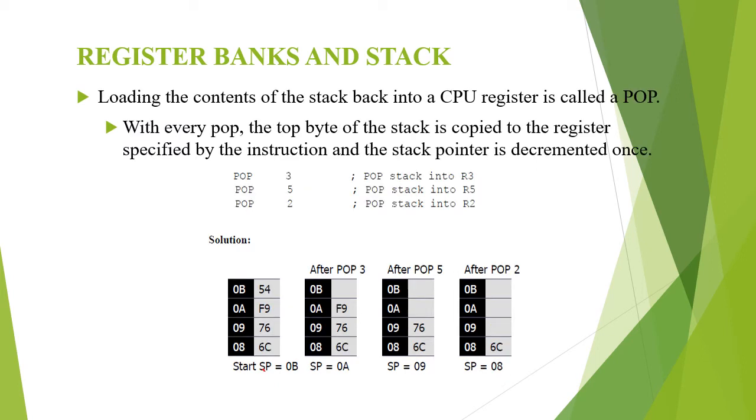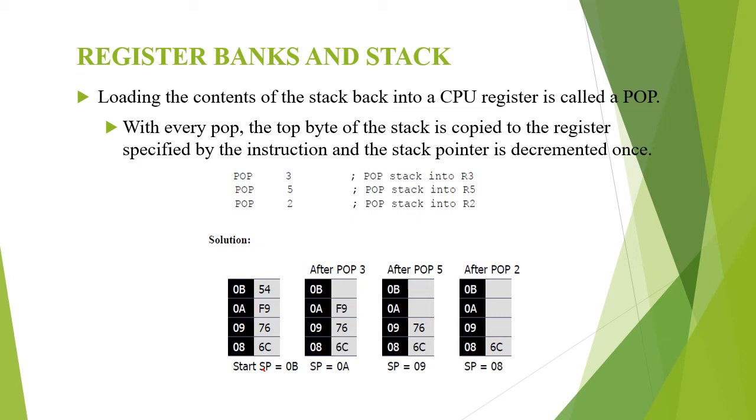Next is the pop operation. Loading the contents of the stack back to the CPU register is called pop operation. With every pop operation, the top byte of the stack will be copied to the register specified by the pop instruction, and the stack pointer will be decremented by 1. Let us see an example to illustrate the pop operation. Pop 3, pop 5, pop 2. So pop 3 means the content of stack will be copied to the register R3. Pop 5 means content of stack will be copied to register R5. Pop 2 means content of stack will be copied to register R2.